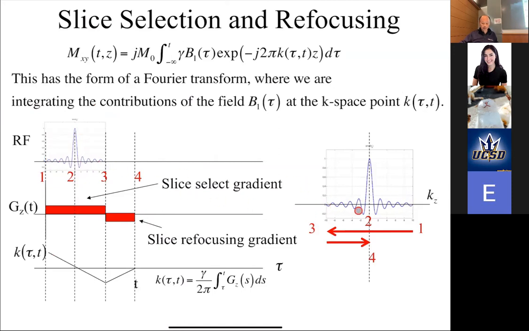So essentially, you can think of it almost as 3D printing, okay? Each part of the RF pulse is laying down some magnetization at some frequency, and then you layer all those frequencies, and together they form your profile, all right?